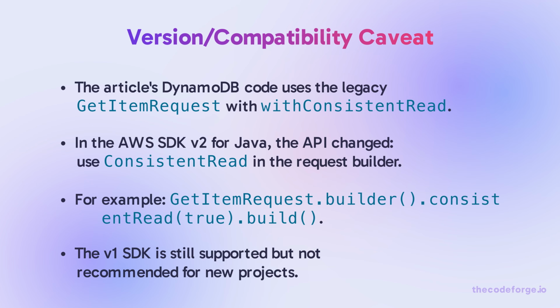The article's DynamoDB code uses the legacy getItemRequest with consistent read. In the Amazon Web Services Software Development Kit v2 for Java, the API changed. Use consistent read in the request builder. For example, getItemRequest, builder, consistent read, true, build. The v1 Software Development Kit is still supported but not recommended for new projects.